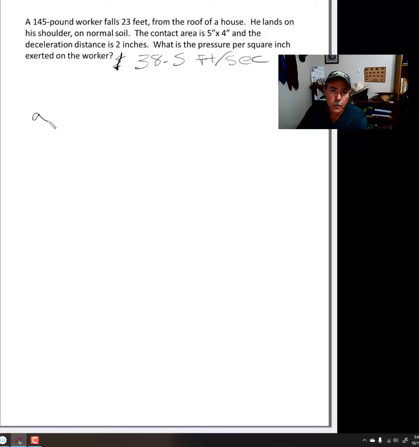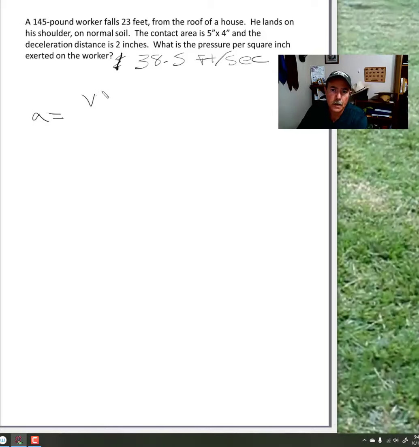Let me write down the formula for the rate of deceleration. Velocity squared divided by 2, which is a constant, and d, which is the distance of acceleration, or deceleration distance. Deceleration distance. All right, now we plug in our numbers. We have everything we need. We have velocity, 38.5, and we're going to square that. We have 2, which is a constant. Then we also have our deceleration distance, which is 2 inches.